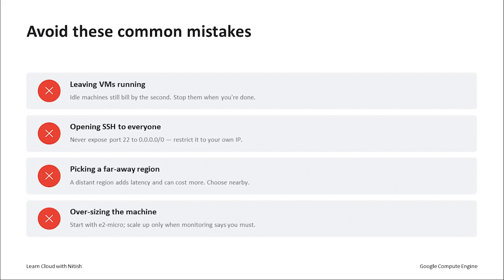Now, quickly, we will look at 4 mistakes beginners make so you don't have to. 1. Leaving VMs running. Idle machines still bill by the second, so stop them when you are done. 2. Opening SSH to everyone. Never expose port 22 to 0.0.0.0. Restrict it to your own IP. 3. Picking a faraway region, which adds latency and can cost more. Choose one near you. And 4. Oversizing the machine. Start with E2 micro and scale up only when your monitoring tells you to.